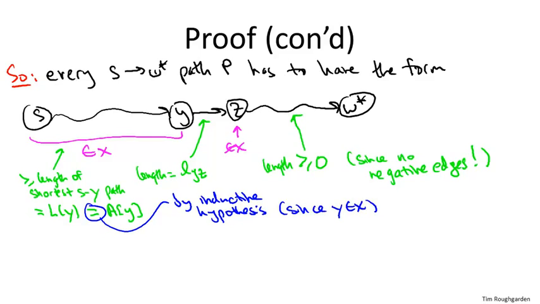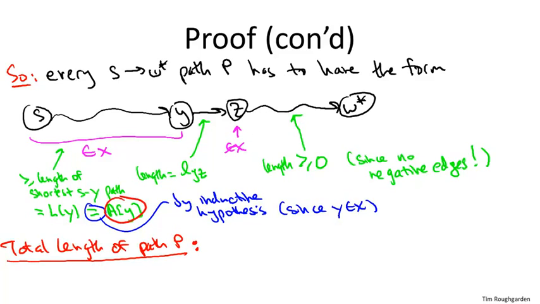Well, we've broken it into three pieces, and we have a lower bound on the length for each of the three pieces. Our lower bounds are our computed shortest path distance to y, the length of the direct edge from y to z, and 0. So adding those up, we get that the length of path P is at least our computed shortest path distance to y plus the length of the arc from y to z. So why is this useful?